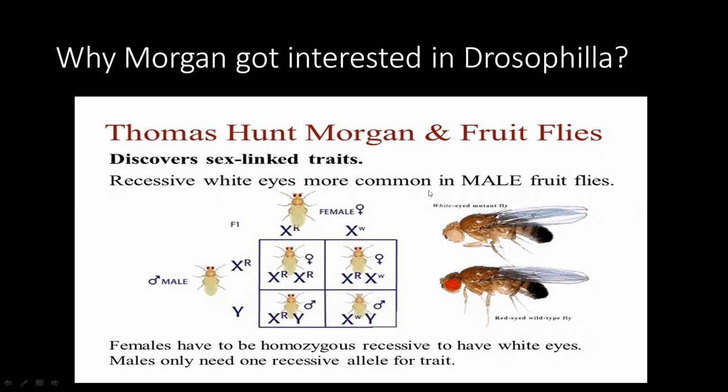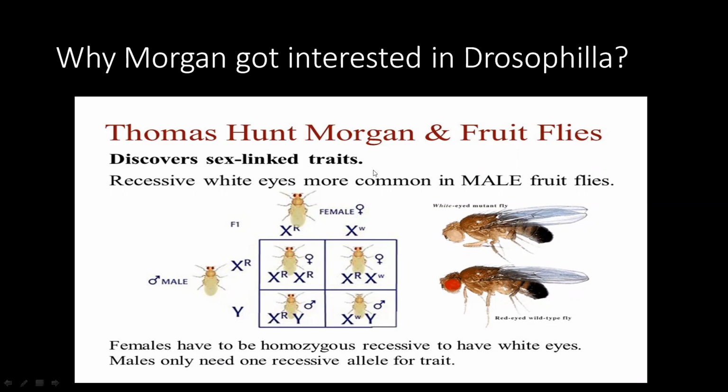Recessive white eyes are more common in male fruit flies. These white eyes, they were more common in male fruit flies. Females have to be homozygous recessive to have white eyes. Males need only one recessive allele for the trait. Now let me explain this. Females have to be homozygous recessive.